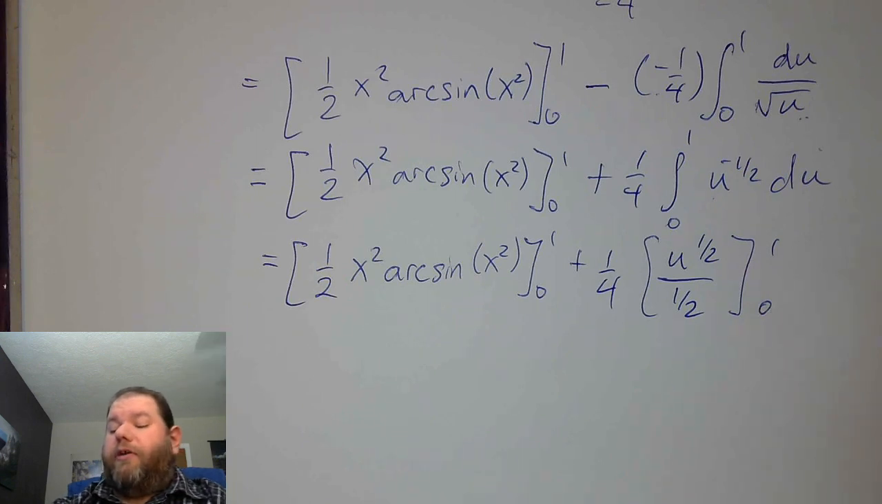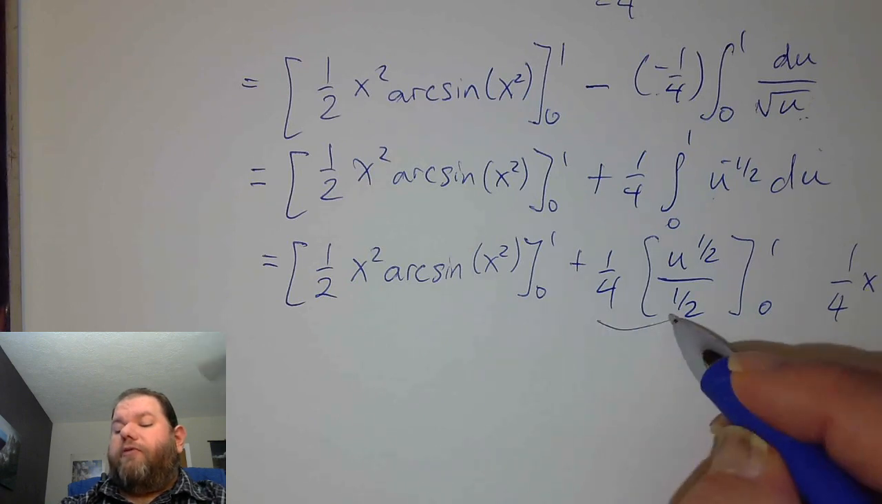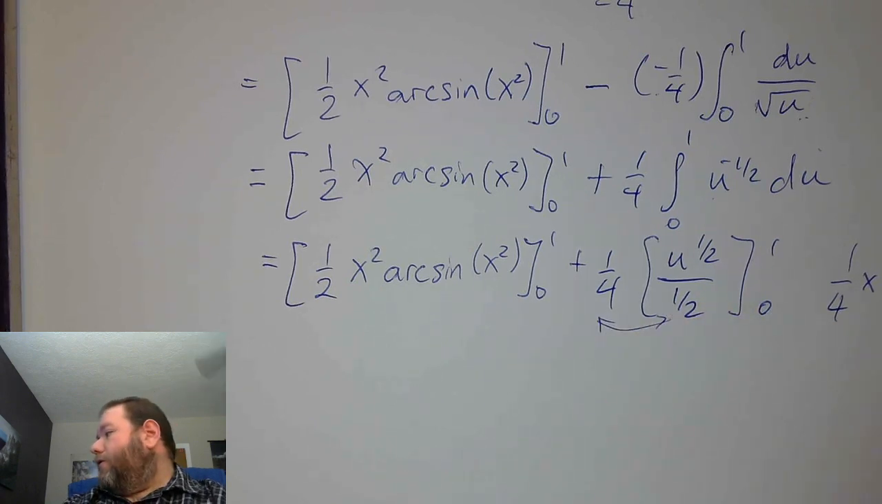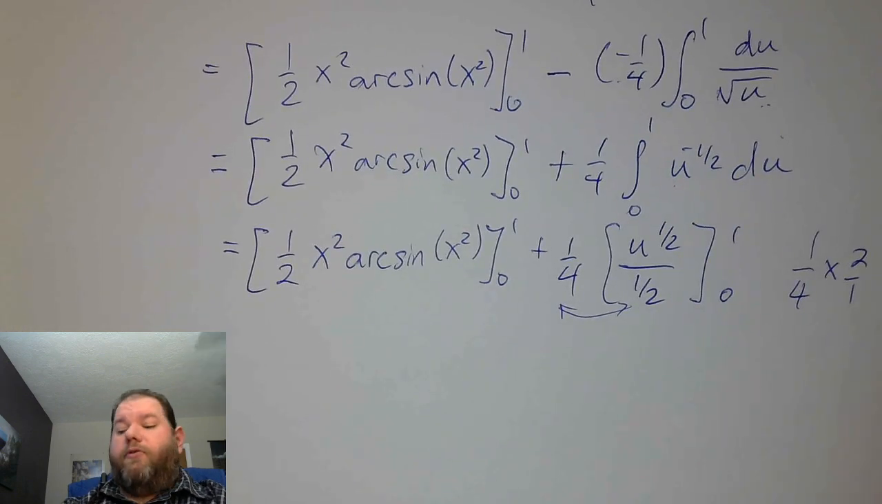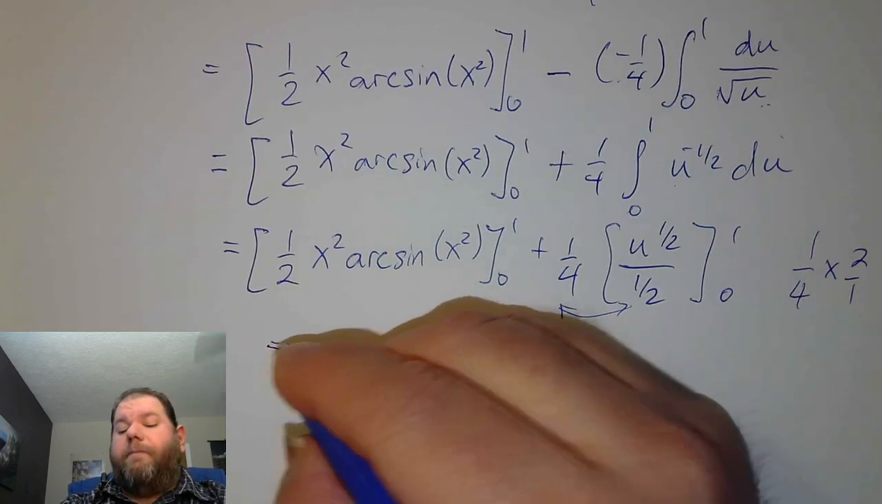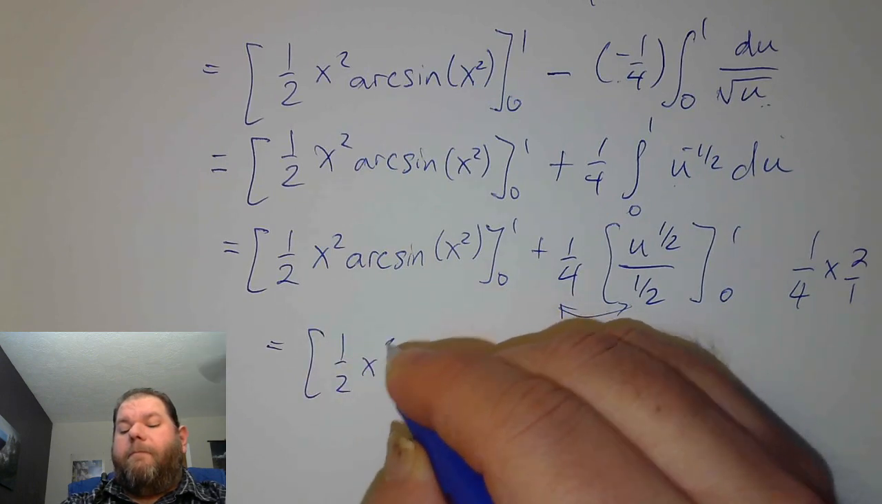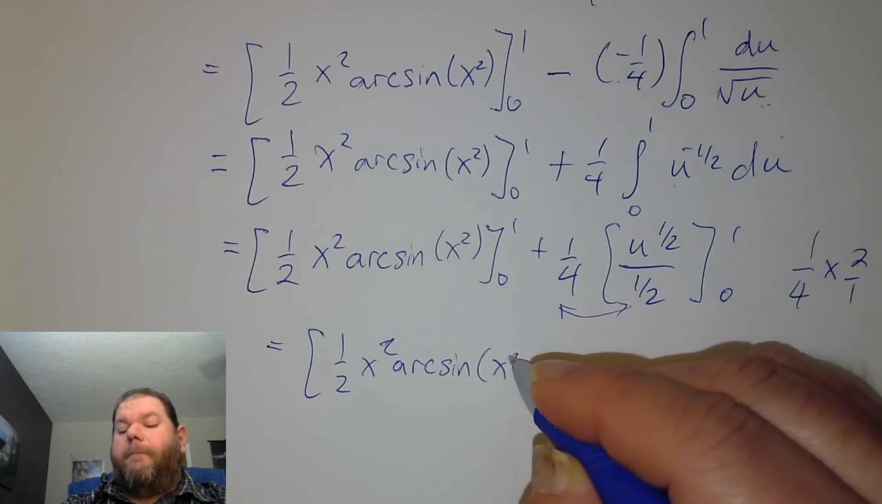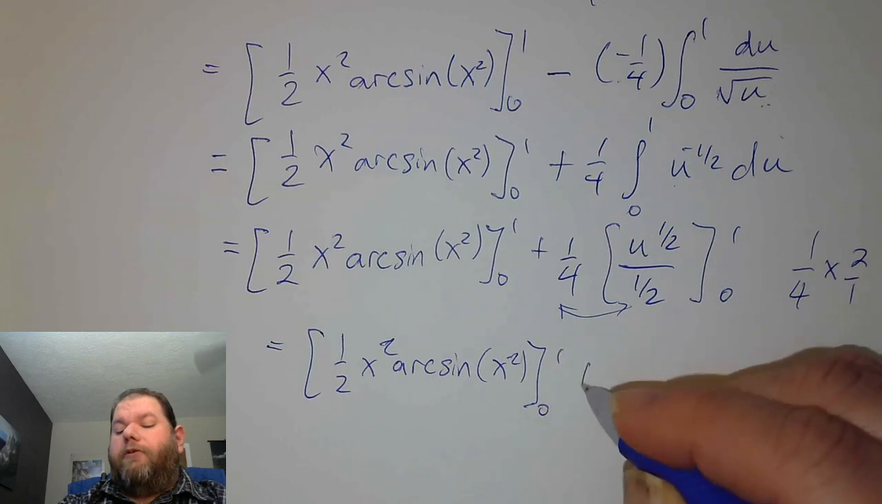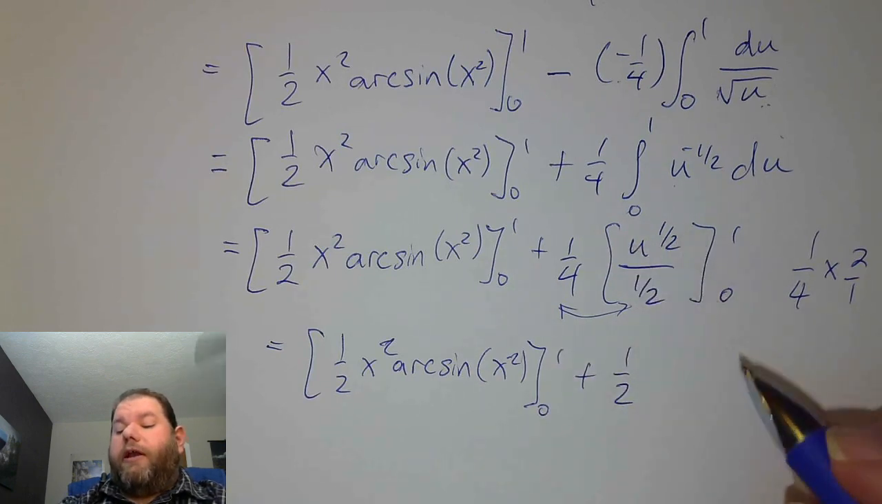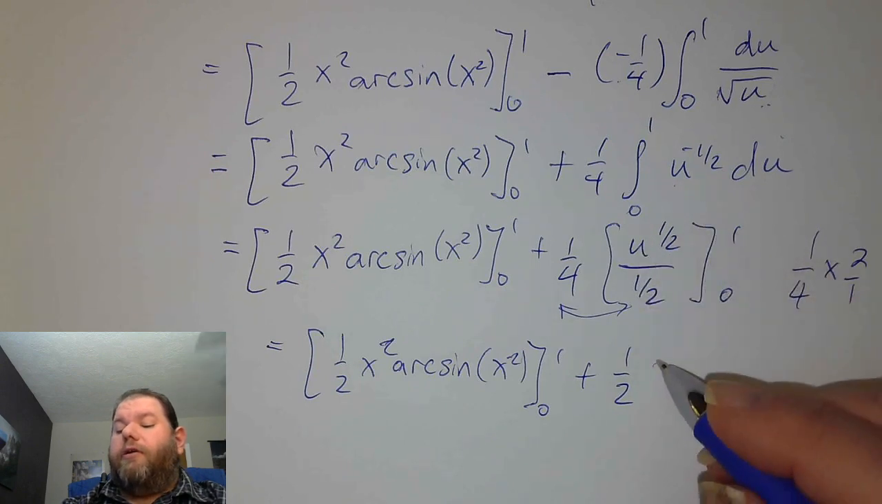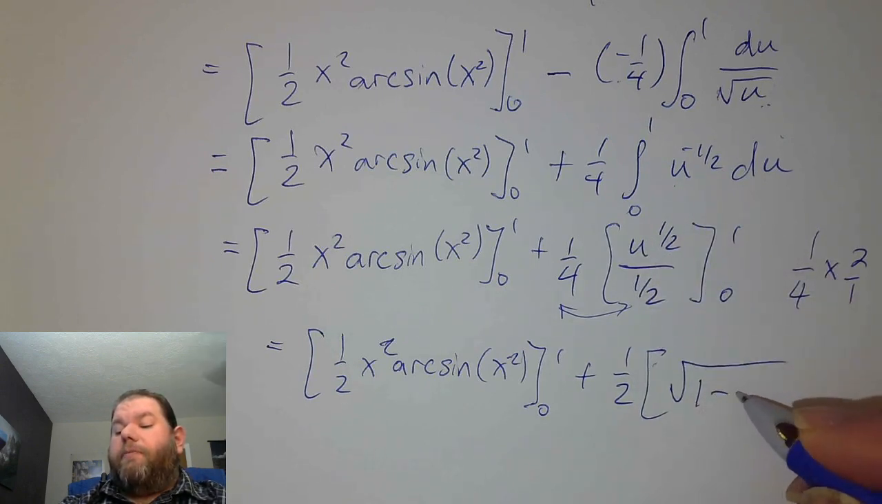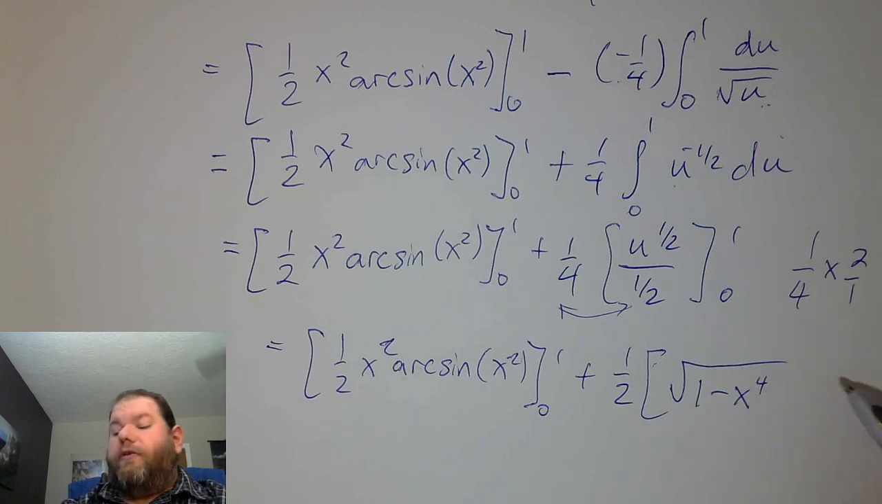And so we end up with 1/4 times 2 over 1 if we try to resolve this pair of fractions here. And then 1/4 times 2 over 1 is just 1/2. So plus 1/2. And then we have u to the 1/2, which is the square root of u. So that's square root of 1 minus x to the 4th, if we go back and look at our u substitution, and that's from 0 to 1.